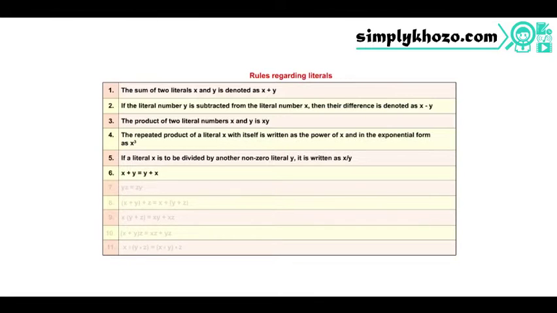X plus y is equal to y plus x. Y into z is equal to z into y. X plus y plus z is equal to x plus y plus z. X into y plus z is equal to xy plus xz. X plus y into z is equal to x into z plus y into z. X into y into z is equal to x into y into z.